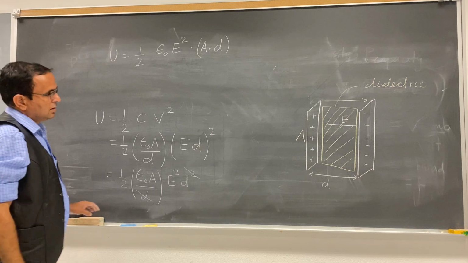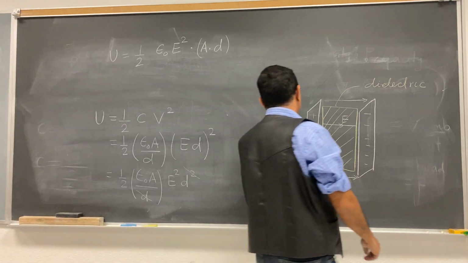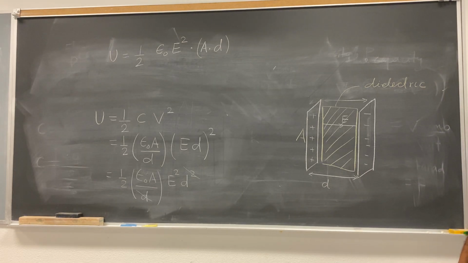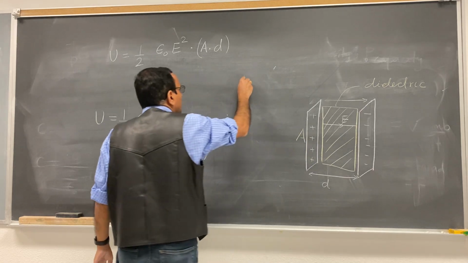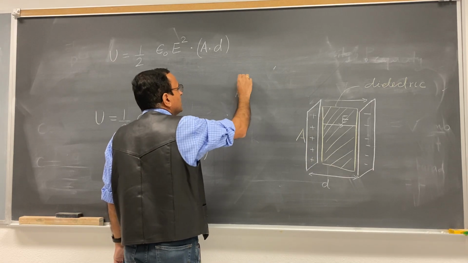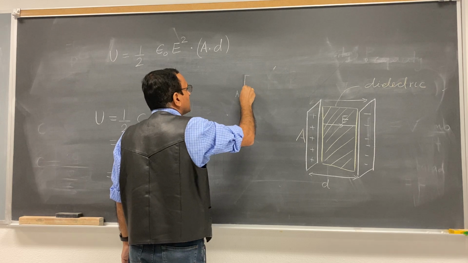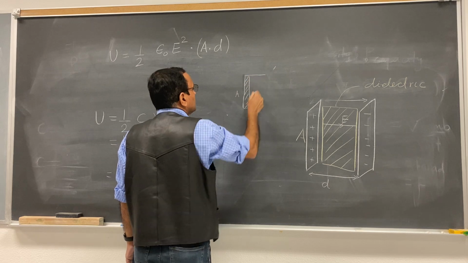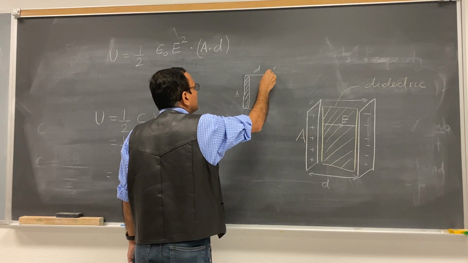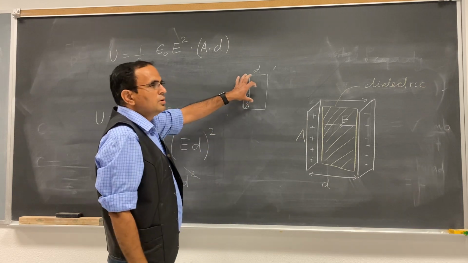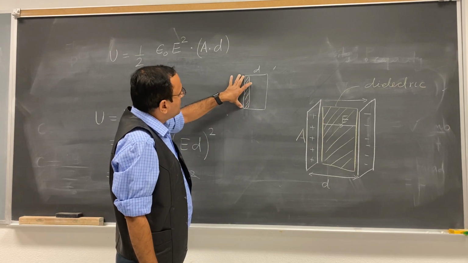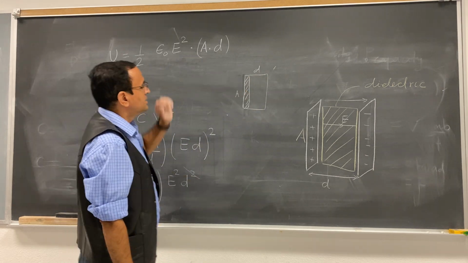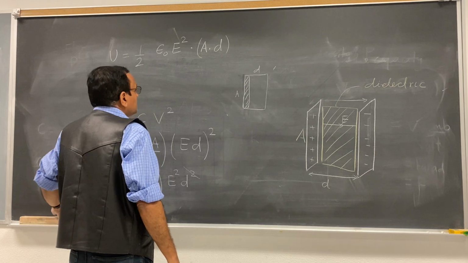Now look at this. If you multiply this area and this length, do you know what you get? You get the volume. If this is the area A, the cross-sectional area of the base, and you multiply by D, the height, it could be cylindrical or rectangular. If you multiply the area by the length, you get the volume. So A times D is the volume of your capacitor.